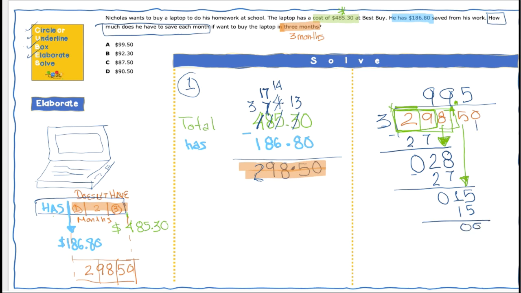I can bring down the next 0, or I can just not work it out because it is at the end. Whenever I have a 0 in between my digits, it does change the value of the number, but when the 0 is at the end, it doesn't change it. So I'm not gonna work it out. My answer is 99.5. Great.